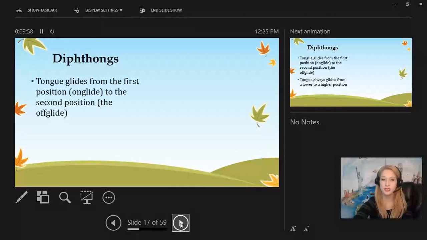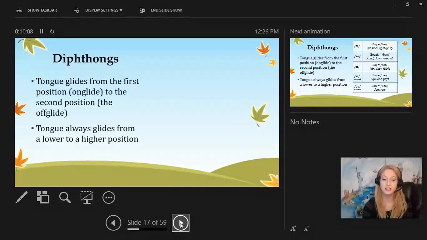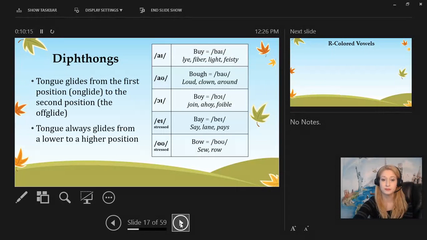For the diphthongs, the tongue glides from the first position, which is called the on glide, to the second position, which is called the off glide. And the tongue always glides from a lower to a higher position in the mouth with these diphthongs. Okay, so here we can see our diphthongs.